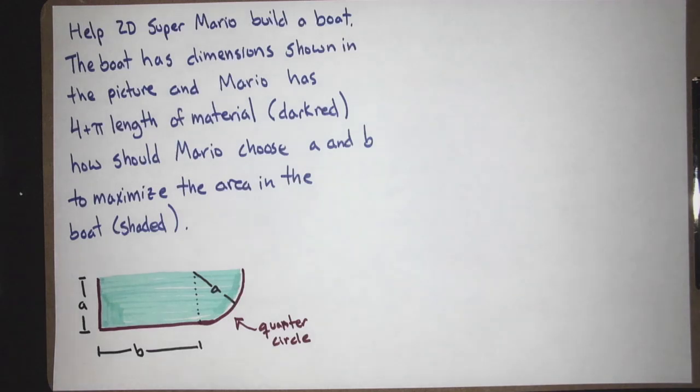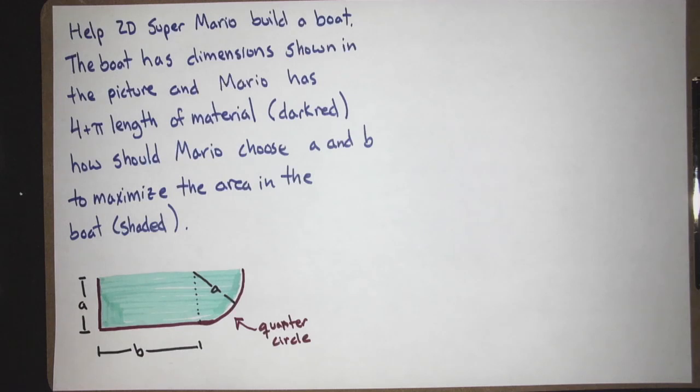So this one is a 2D Mario problem. So help 2D Super Mario build the boat. So the boat has dimensions shown below. So you have essentially two things to toggle. You have A and you have B. And the boat is rectangular in the back, but the front is a quarter circle.